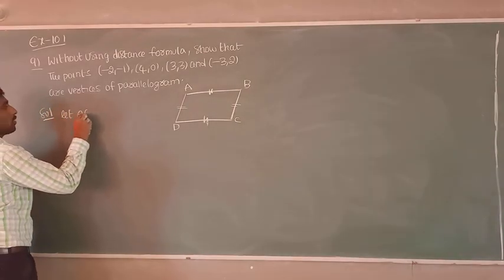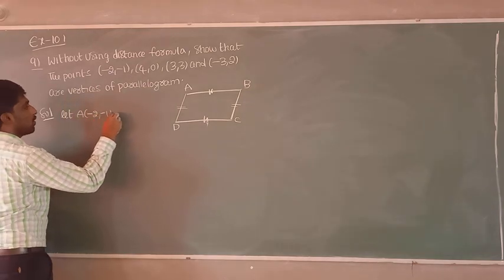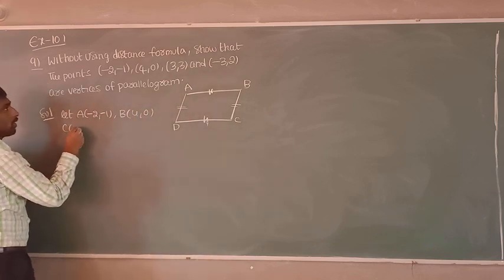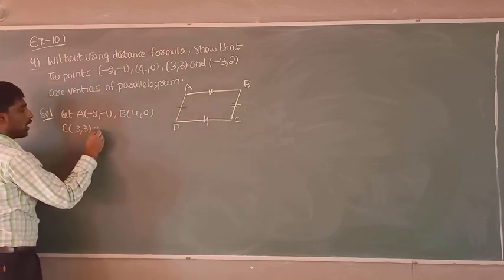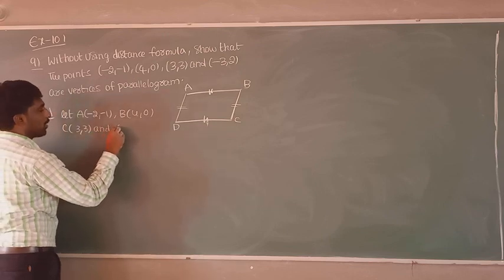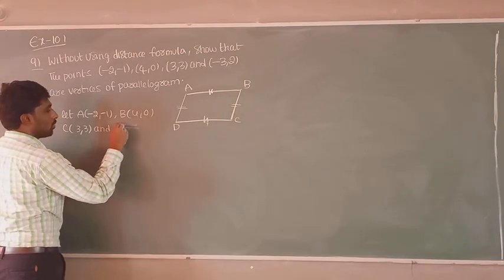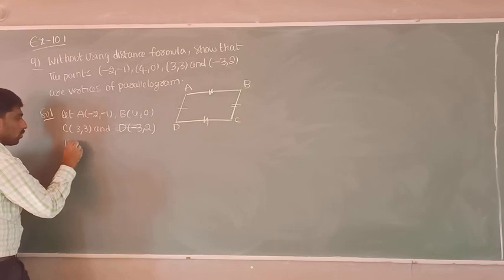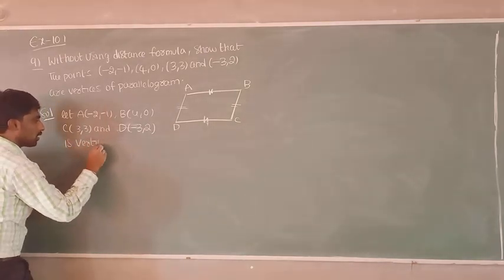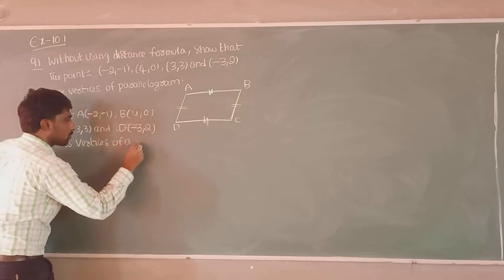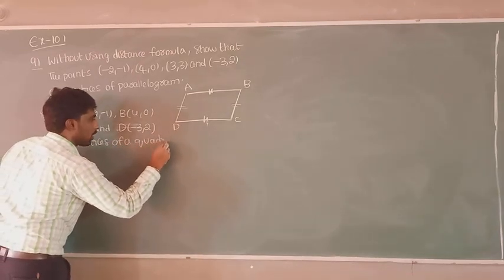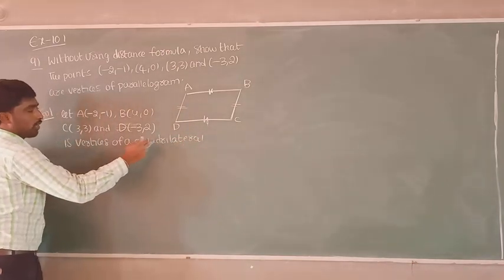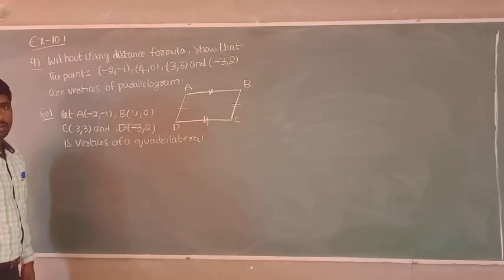Now, what are the points here? Let point A be (-2, -1). Point B is (4, 0). Point C is (3, 3). And point D is (-3, 2). These are the vertices of a quadrilateral. We have to prove this quadrilateral is a parallelogram. Up to that, it is a quadrilateral only.